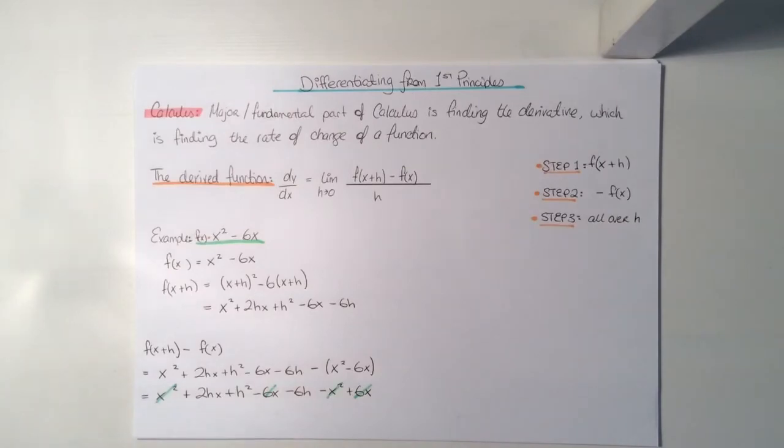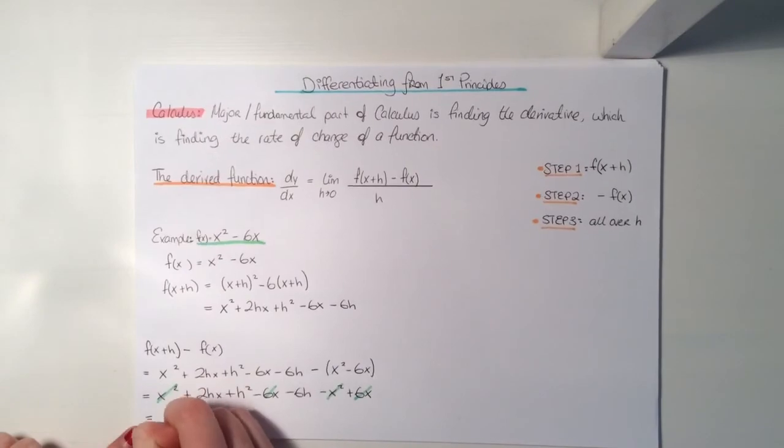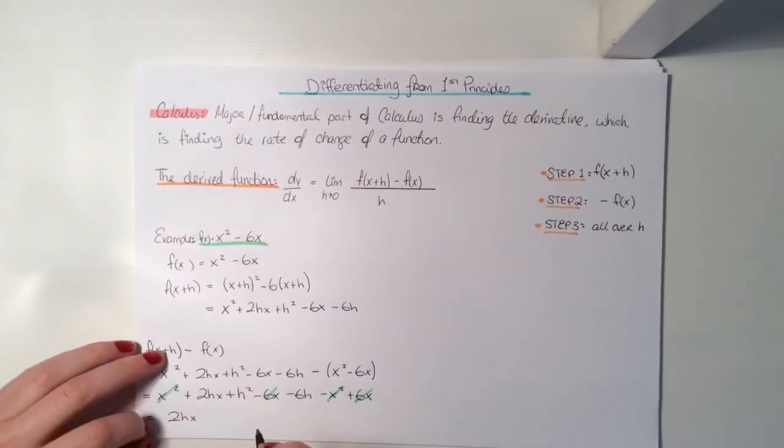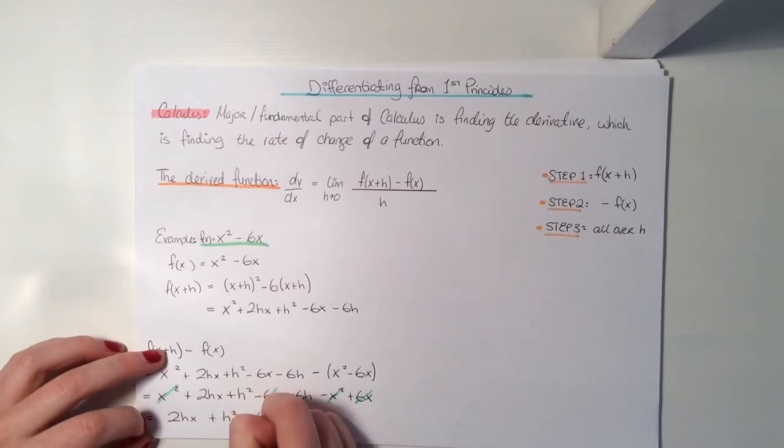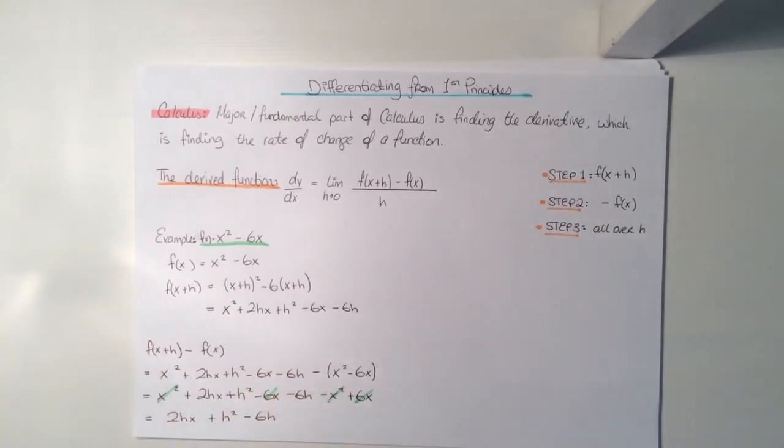Okay, so let's write out what we're left with. We've got 2hx plus h squared minus 6h. Okay, so step 1, put on the h. Step 2, take away f of x. And now we're left with this.